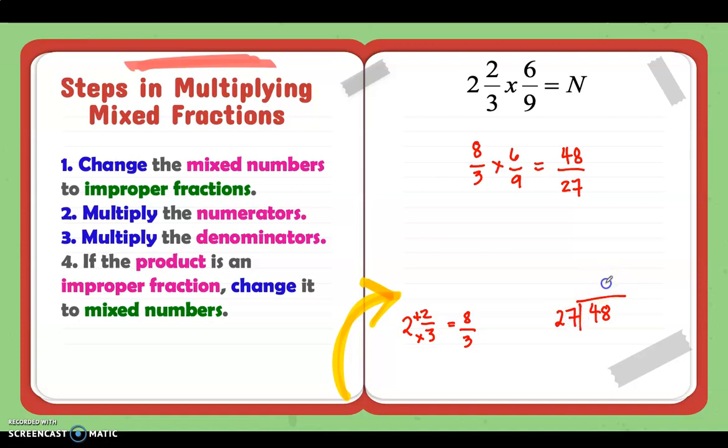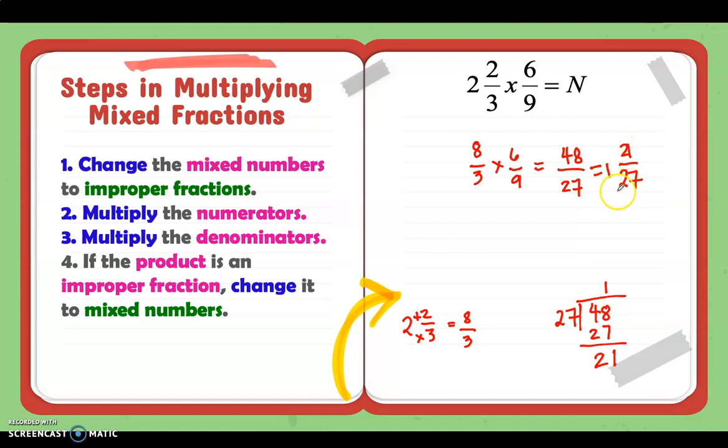So 48 divided by 27, we have 1, 27 from 48 is 21. Therefore, the quotient is 1. It is the whole number. Then the remainder, which is 21, is the new numerator. Then copy the denominator, which is 27. So the answer is 1 and 21 over 27.